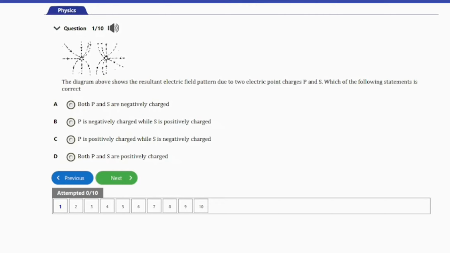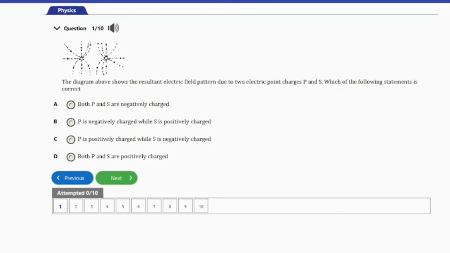It says, the diagram above shows the resultant electric field pattern due to two electric point charges P and S. Which of the following statements is correct? Option A, both P and S are negatively charged. Option B, P is negatively charged while S is positively charged. C, P is positively charged while S is negatively charged. D, both P and S are positively charged.